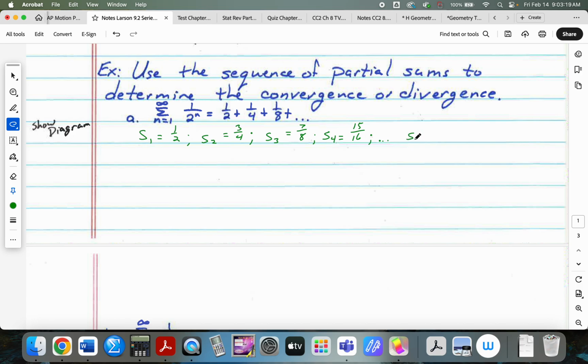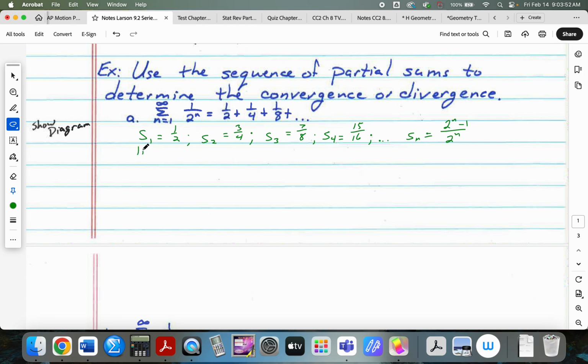So what we'd like to know is, well, what is the sum of the first n terms? Now, notice the denominator is always 2 to a power. 2 to the first, 2 to the second, 2 to the third, 2 to the fourth. So the denominator is going to be 2 to the nth power. The numerator, notice, is always exactly 1 less than that. So that's going to be 2 to the nth minus 1.